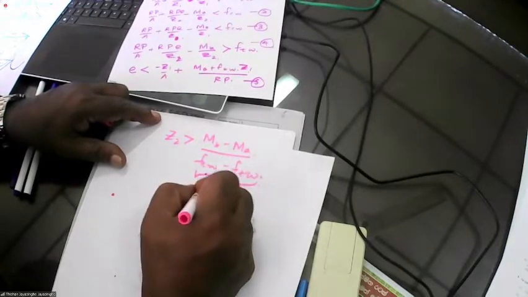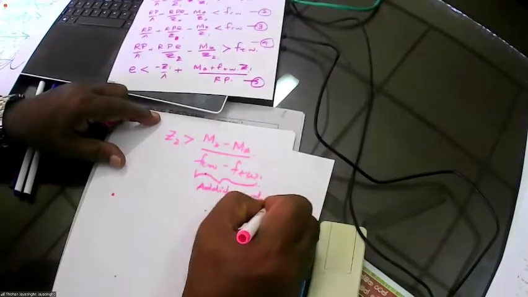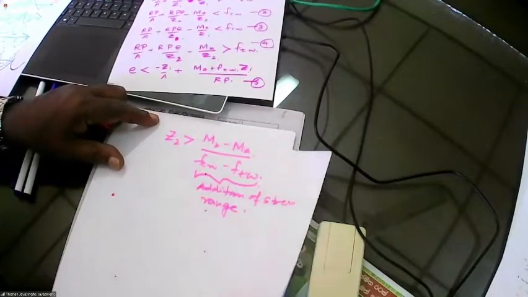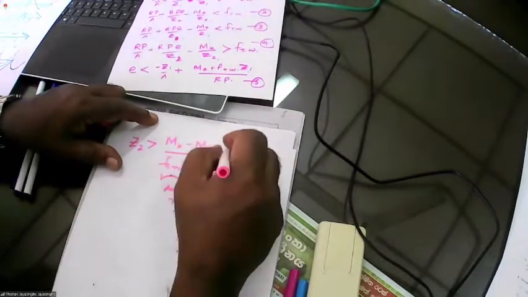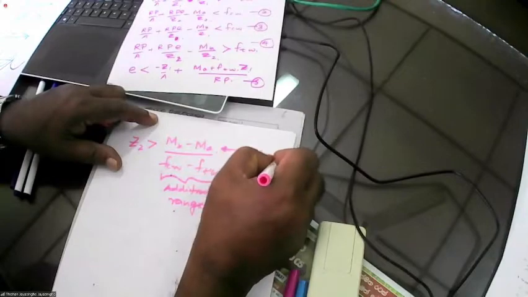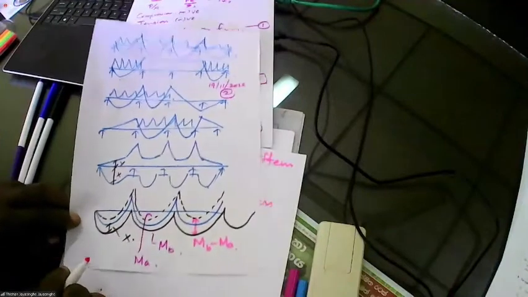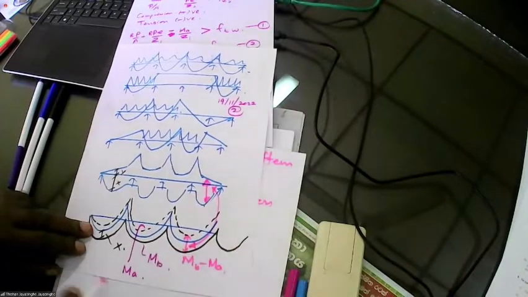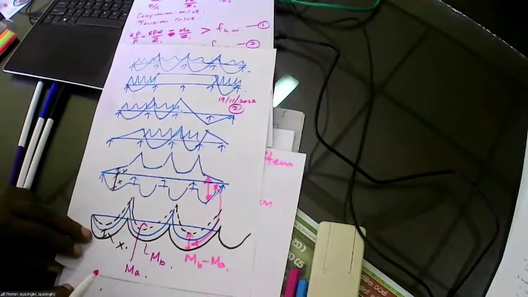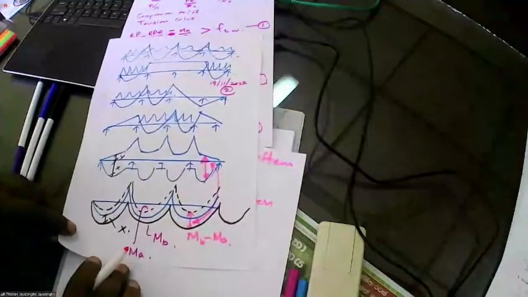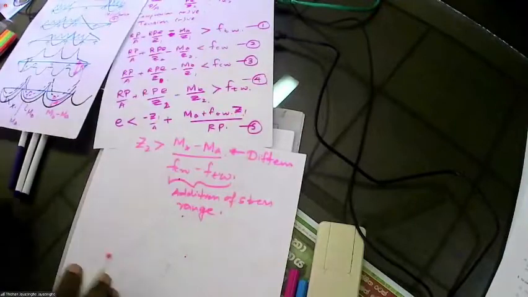So this is the addition of stress range. Because ftw is negative, this is addition of stress range. And this is the difference in moment. So if you look at the bending moment diagram, this is Mb minus Ma. Mb minus Ma is this full range. And if you look at the range, it's equal to this. This range and this range are both the same because the range is decided by the variation in the live load moment at a given situation. So that is not the important thing.